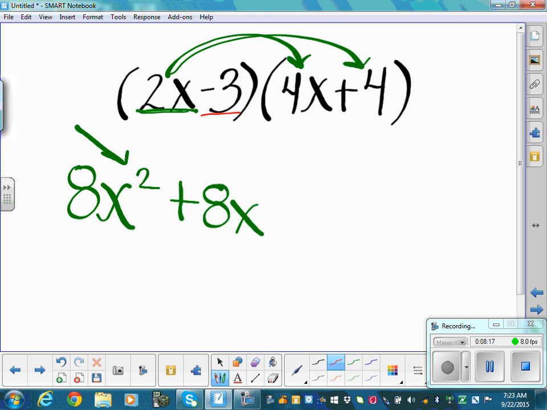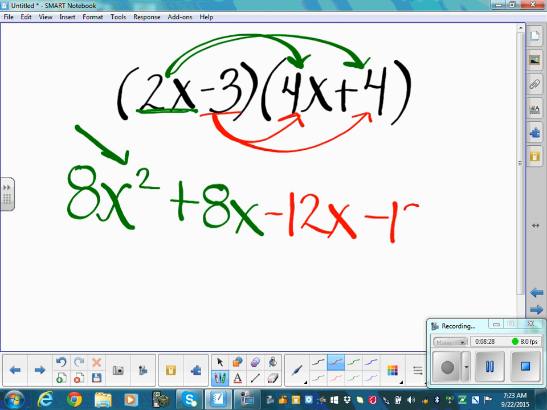Move on to negative 3 times 4x. Negative 12x, very good. And then negative 3 times positive 4. Negative 12. So then let's combine like terms and we'll make sure it's in standard form. Highest degree is x squared.